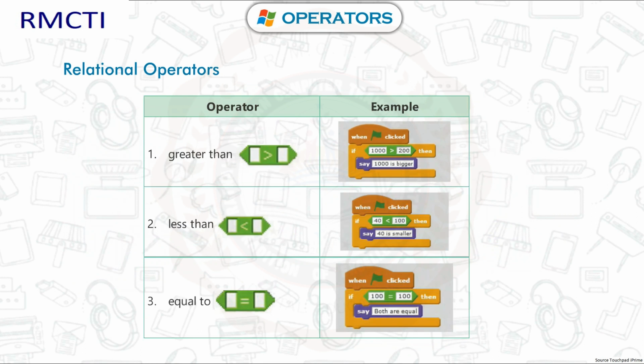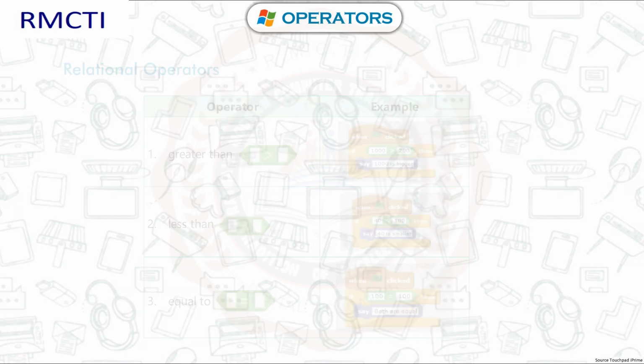Greater than. Example, when green flag clicked, if 1000 is greater than 200, then say 1000 is bigger. 2. Less than. When green flag is clicked, if 40 is less than 100, then say 40 is smaller. 3. Equal to. When green flag is clicked, if 100 is equal to 100, then say both are equal.